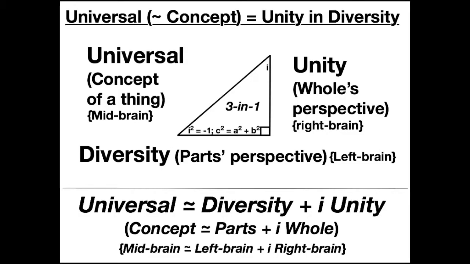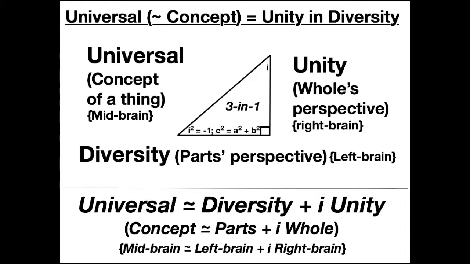We have the universal, or the concept, as unity in diversity. And we represent this unity in diversity idea by way of the vertical, which is the imaginary, where unity goes, which is the way the right brain sees things, or the perspective from the whole. On the real axis, or the horizontal, we will place diversity, which is the way the left brain looks at things, or the perspective from the parts.